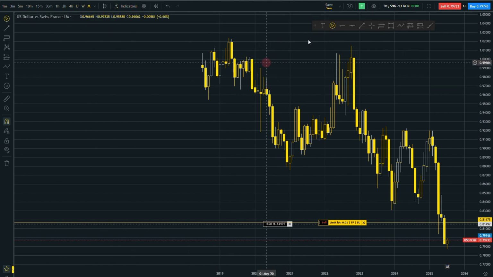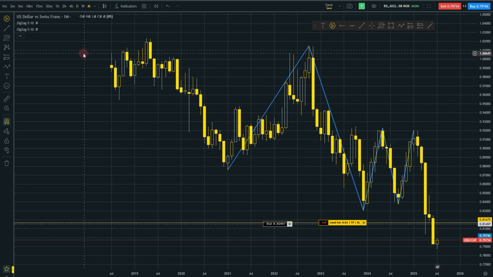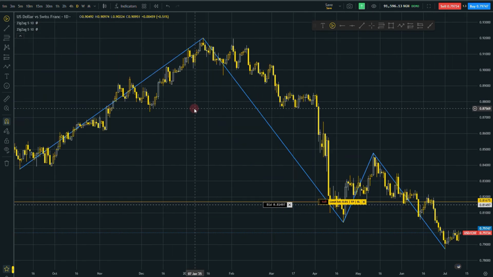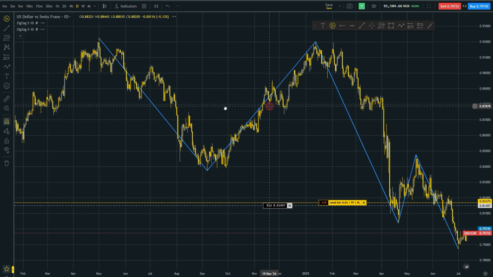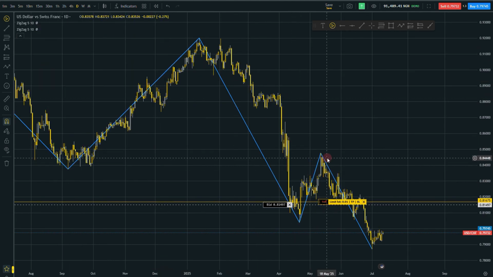Instead of me having to draw market structure over and over again, just like I said, I use the ZigZag indicator. I use two ZigZag indicators. One to show me the higher time frame structure, the other to show me the lower time frame structure. Immediately, I'll get a clear perspective of what I'm doing. So currently, I see higher time frame structure is telling me, bearish.